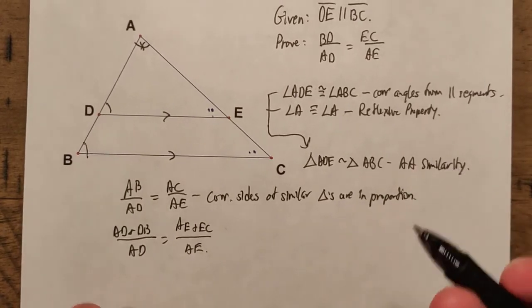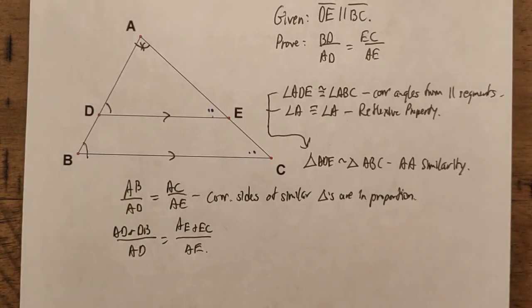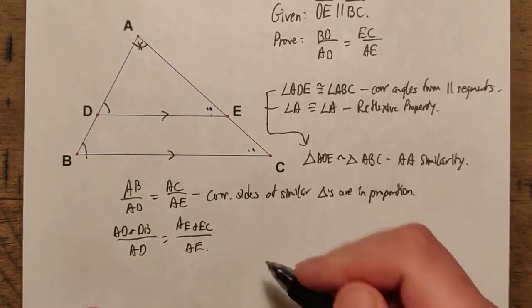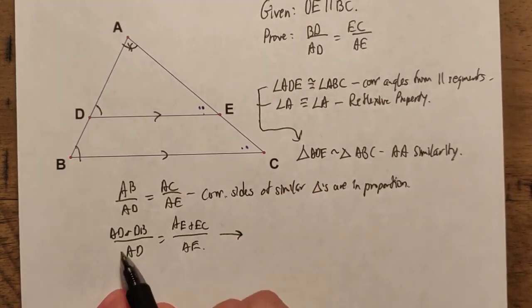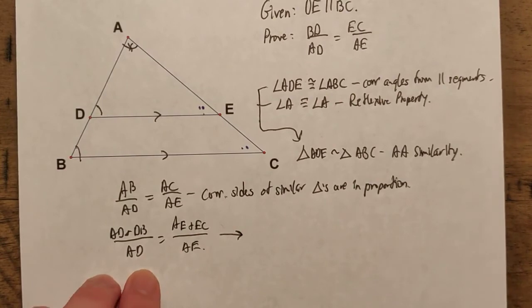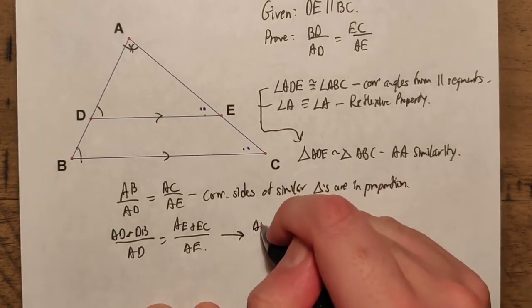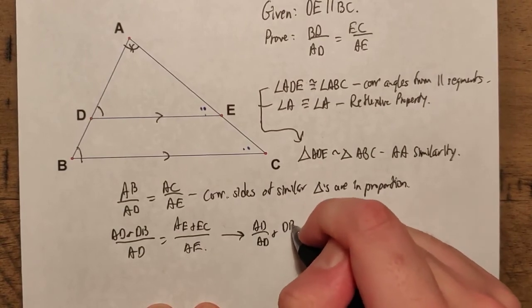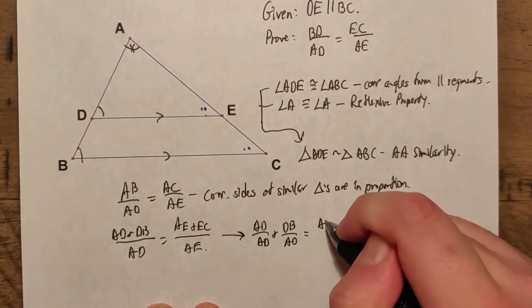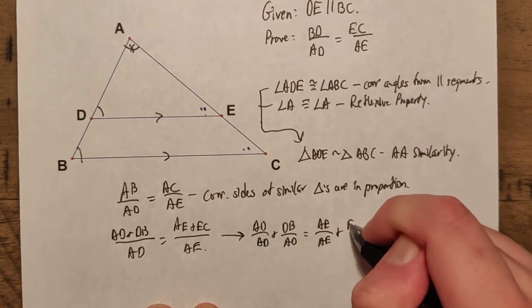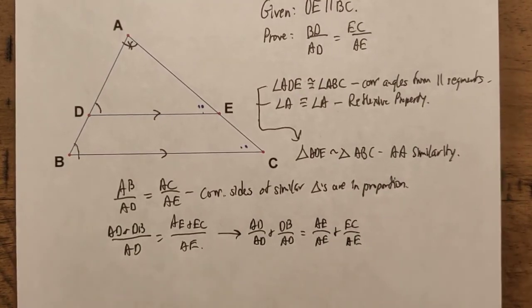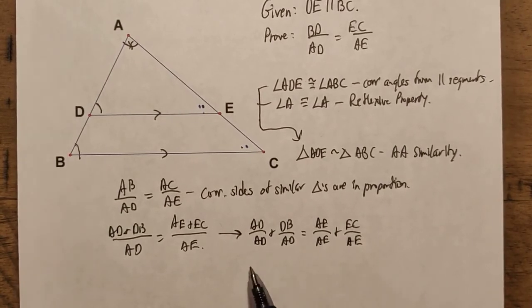You may recognize this from adding fractions in elementary school or early middle school. This is basically what happens when you add fractions with the same denominator: the numerators get added together. So what if I could do that in reverse? Basically, I can now split this apart. This is two numerators over a single denominator, so I can split it apart and write it as AD over AD plus DB over AD equals AE over AE plus EC over AE. All I did on each side is split the fraction into two fractions, and it works because you can go backwards.